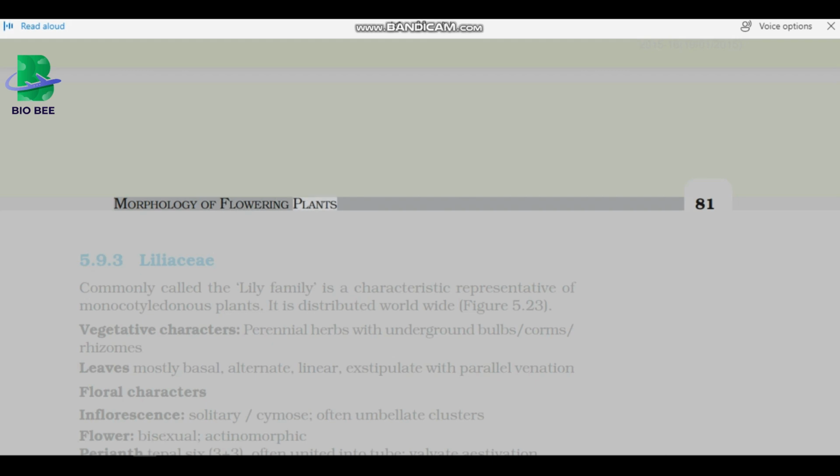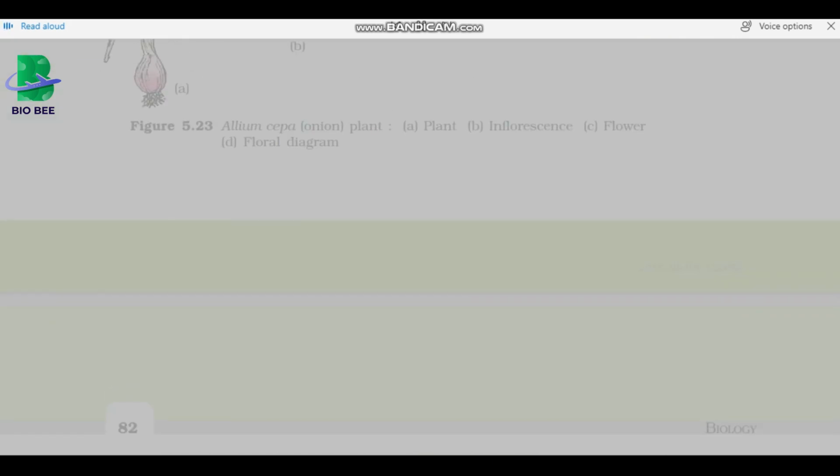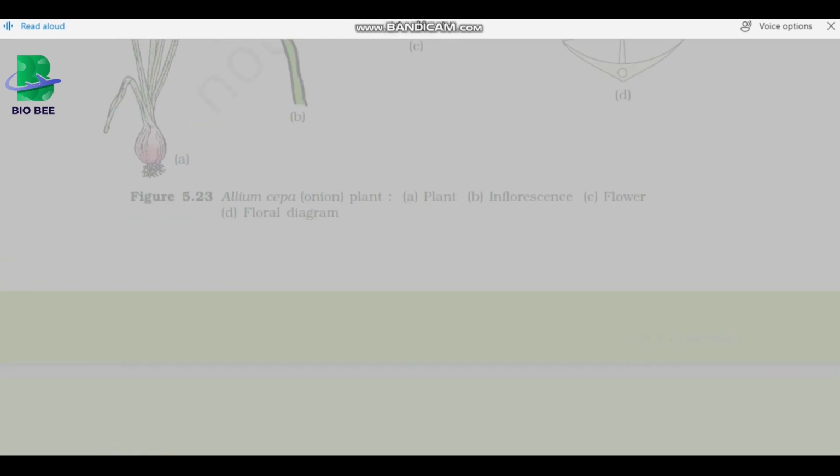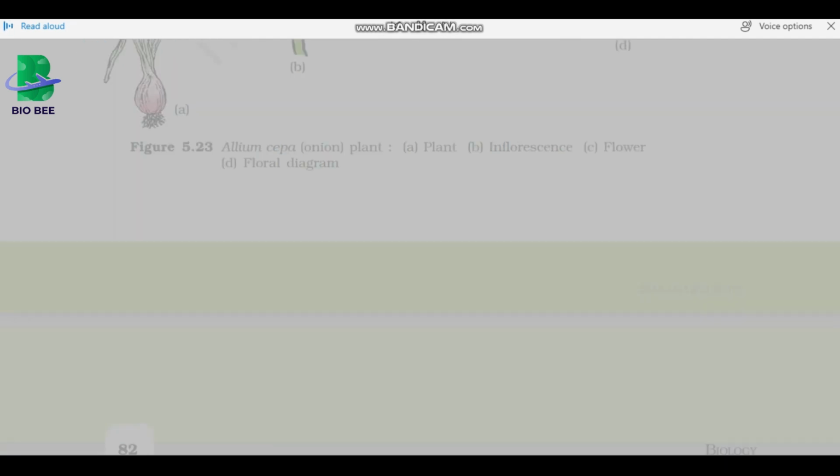Morphology of flowering plants 81. Liliaceae.